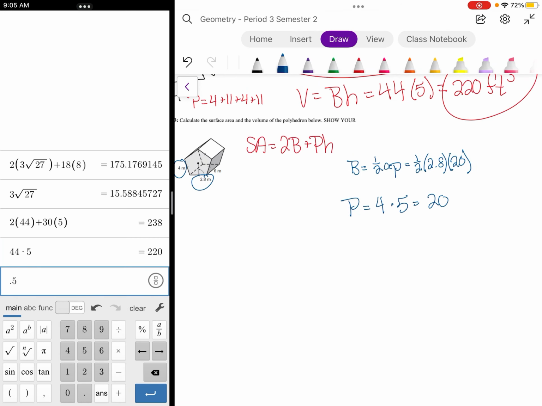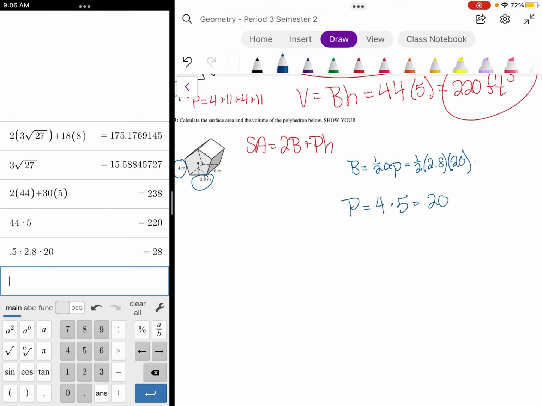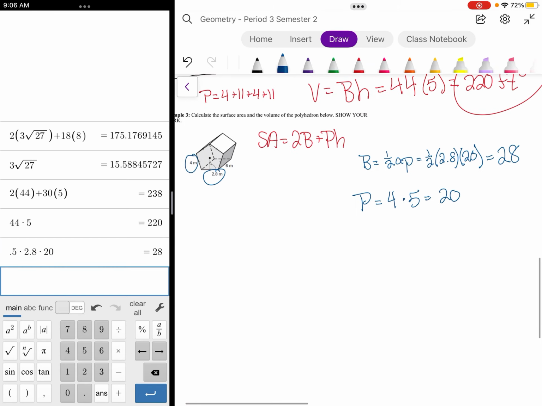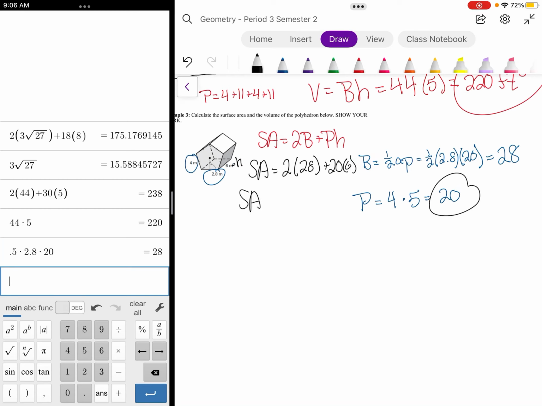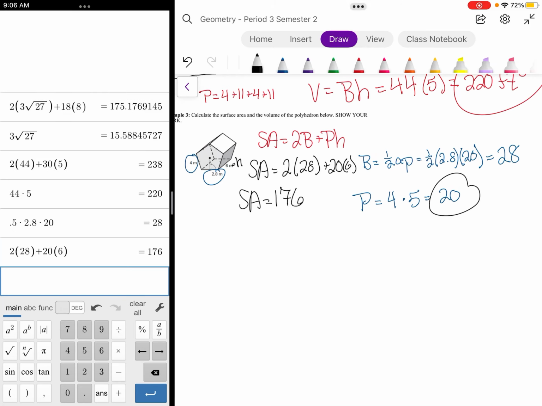So we can type that into our calculator. Remember, 1/2 is 0.5. So when we type that in, we're going to get 28. So for our surface area, we know what our base is, 28. We did find the perimeter already because we needed it to find the area of the base. And our height is going to be 6. So then we just plug that all in. 2 times 28 plus 20 times 6. We're going to get the surface area of 176 meters squared.